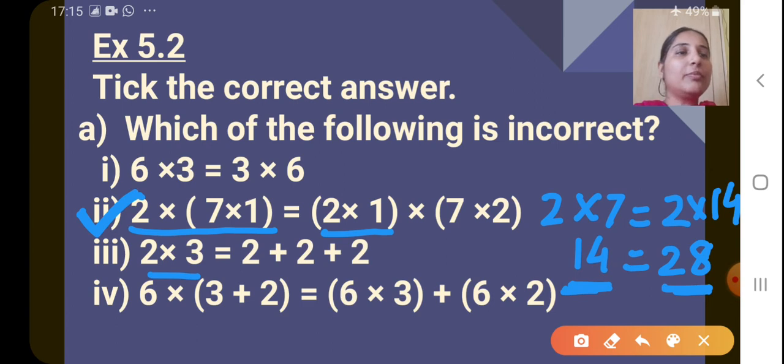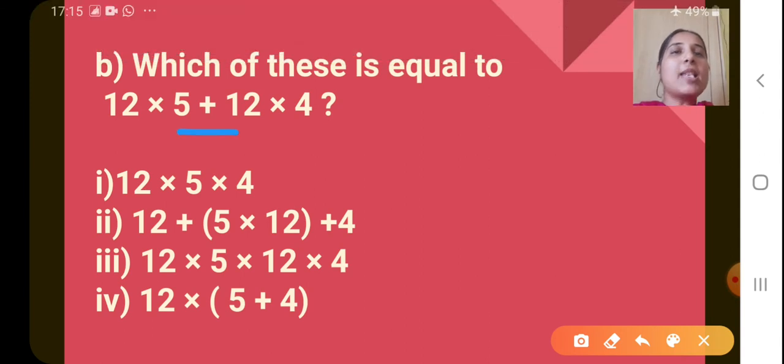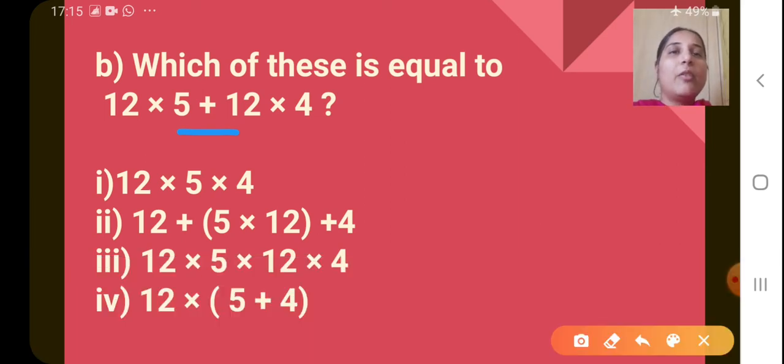Okay, children. Now let's see question number B. Which of these is equal to 12 multiplied by 5 plus 12 multiplied by 4? So children, first option is 12 multiplied by 5 multiplied by 4. Is it the correct option? No, because there you can see the multiplication sign, then in between we have the sign of addition, and there again the sign of multiplication, and throughout we are having the sign of multiplication. So that is not correct.